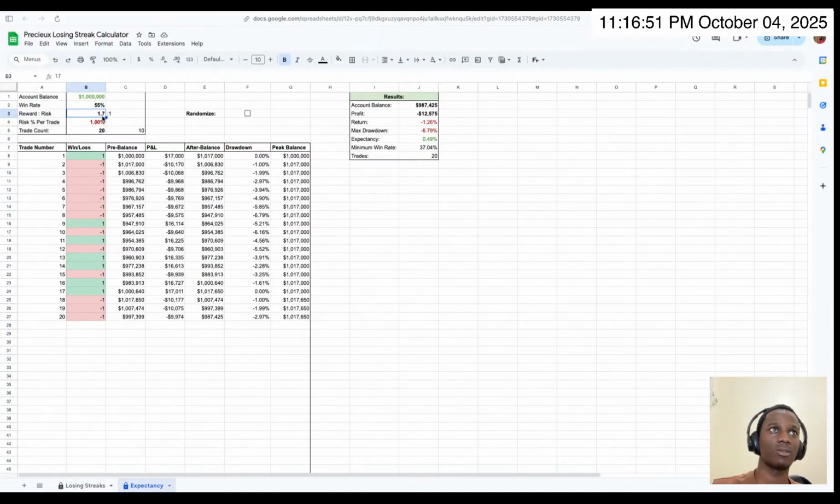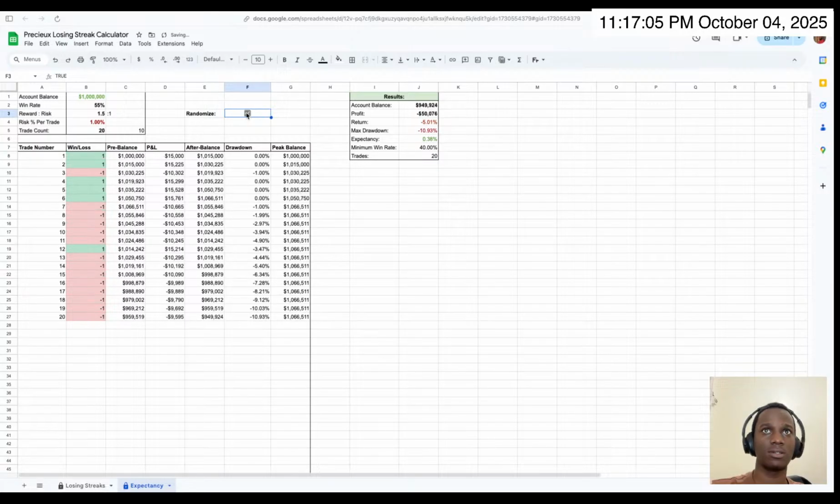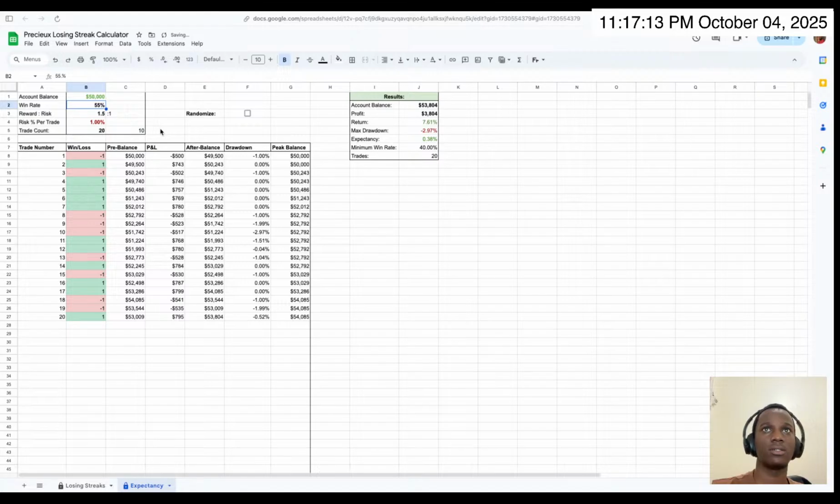So let's say we have 1.5 here. Minimum win rate for this will be 40%. Let's say you're using a 50k account. So you've been making small values per account. No big things there.